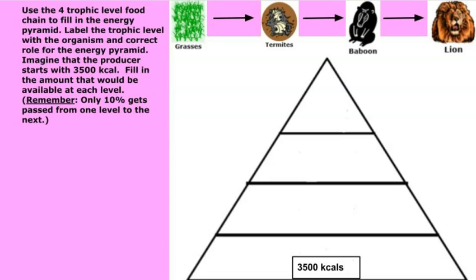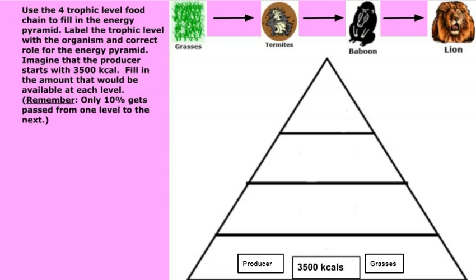So I started you with 3,500 kilocalories. That's the producer level, right? That's that first trophic level. That's the grasses. So that's the producer, and grasses are what you needed to put in there. So then at the second trophic level, you've got that primary consumer. In this case, it's the termite.